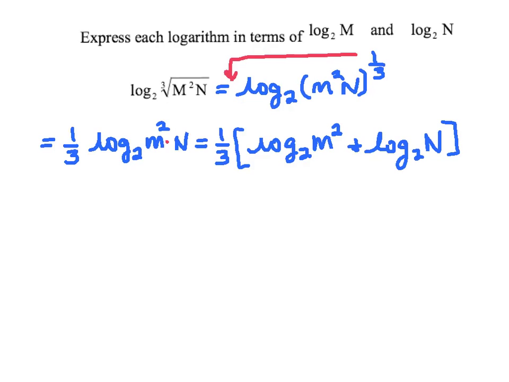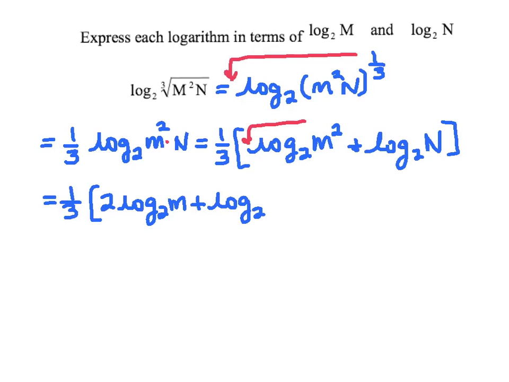All right, I've almost completed it now. The very next thing I'm going to do is take a look at log base 2 of m squared, and again, I'm going to use the property that says I can bring the exponent down in front. And so now I'm going to write this as 1/3 times this quantity of 2 times log base 2 of m plus log base 2 of n.